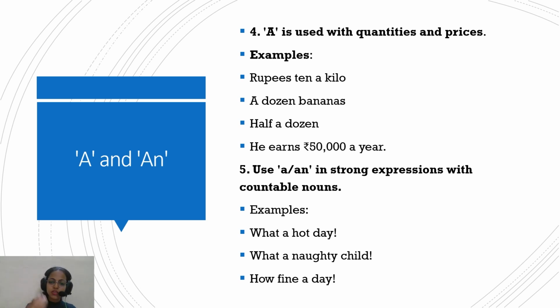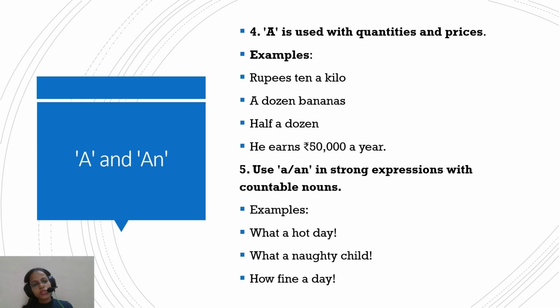So here, the first word starts with a consonant, but it sounds like a vowel, year. So why it doesn't sound like, so 50,000 a year. So articles a and an can be used with quantities and prices. Use a and an in strong expressions with countable nouns.